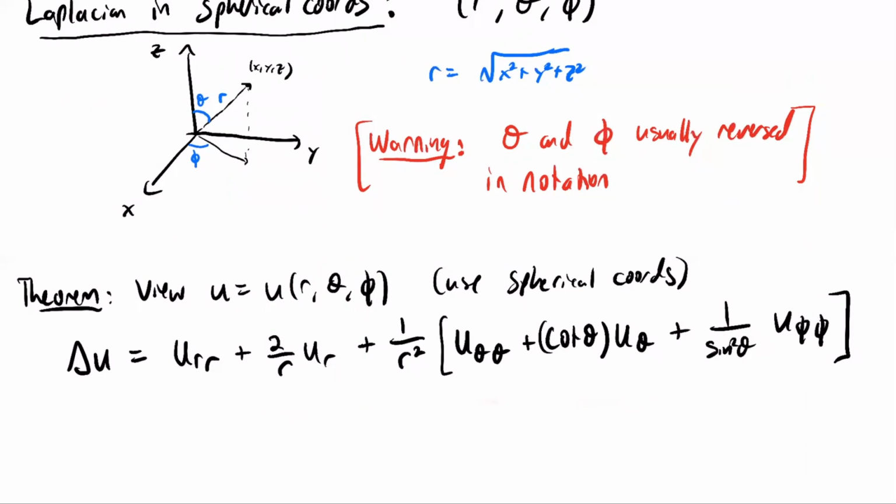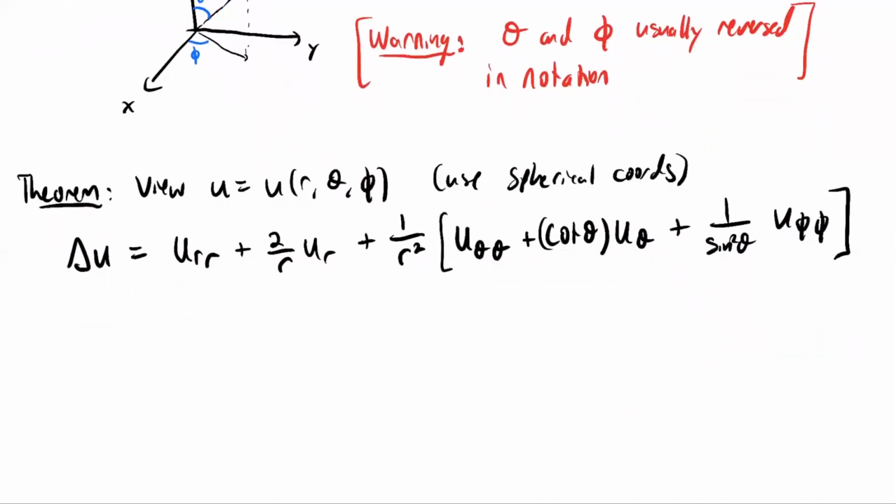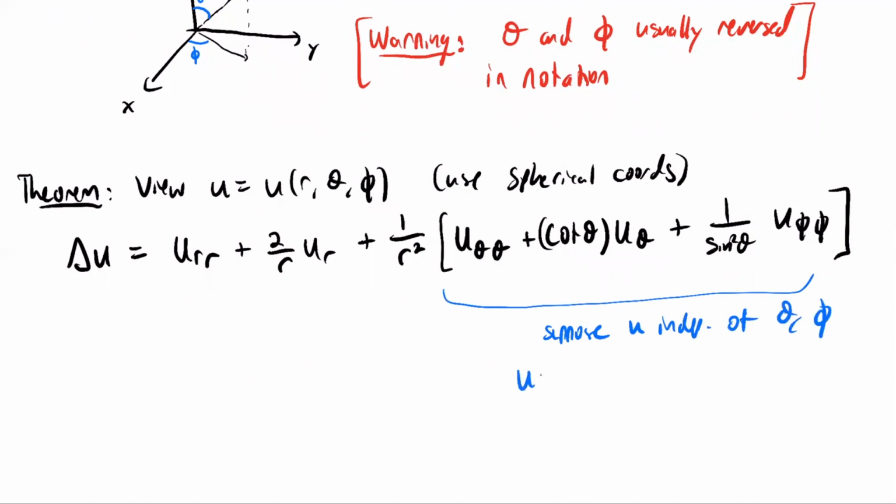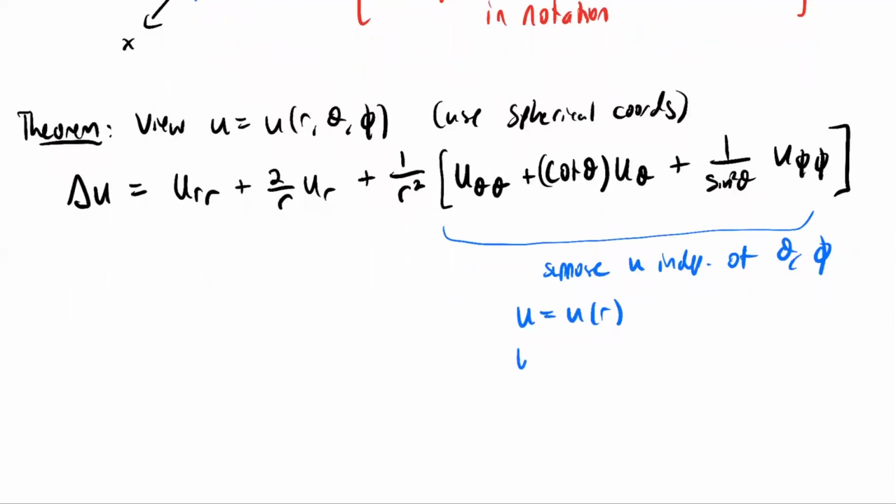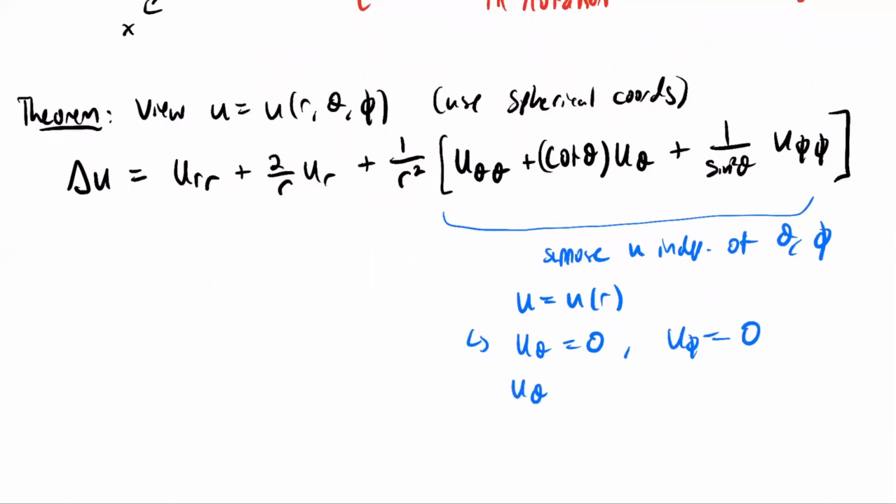To finish the lecture, we're going to do a similar type of analysis to what we did in the two-dimensional case. Let's suppose I have a solution or a function u that doesn't depend on theta or phi. So suppose u is independent of theta and phi. So u is just some function of r. This means that u theta is equal to 0 because it doesn't depend on theta, and also u phi is equal to 0. And of course, if the first derivatives are 0, the second derivatives are also 0.